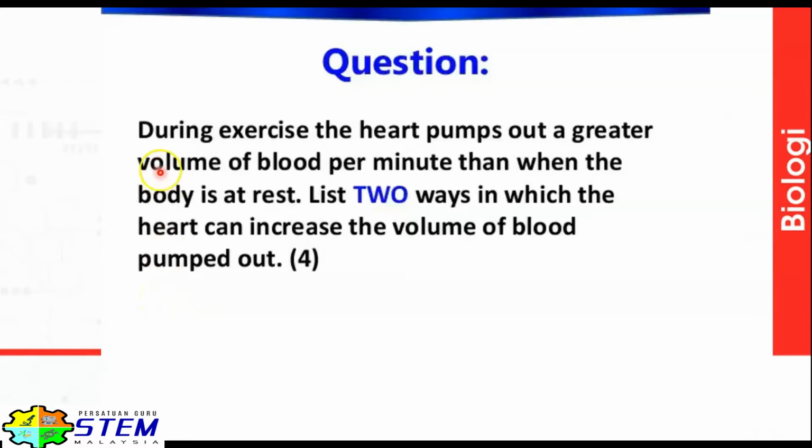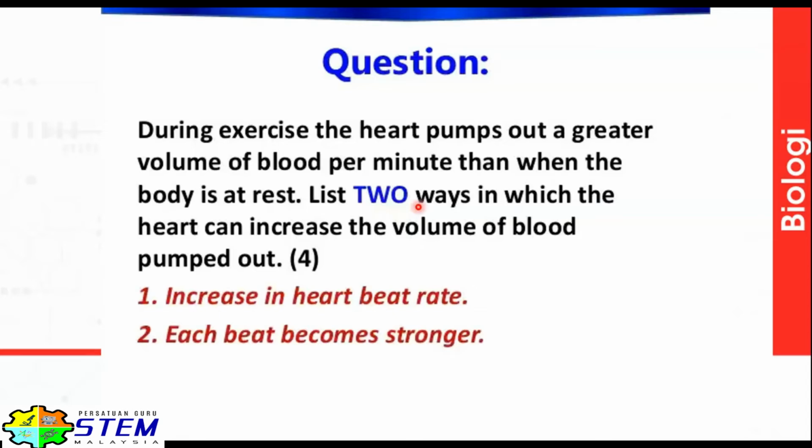One question. During exercise, the heart pumps out a greater volume of blood per minute than when the body is at rest. List 2 ways in which the heart can increase the volume of blood pumped out. Can you answer that? Okay, good. So the answer is by increasing the heartbeat rate and by making each beat stronger. This will cause the heart to pump out a greater volume of blood per minute.